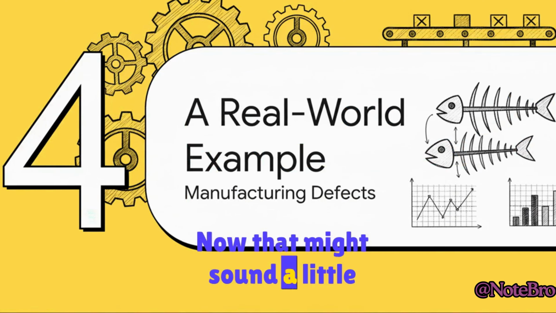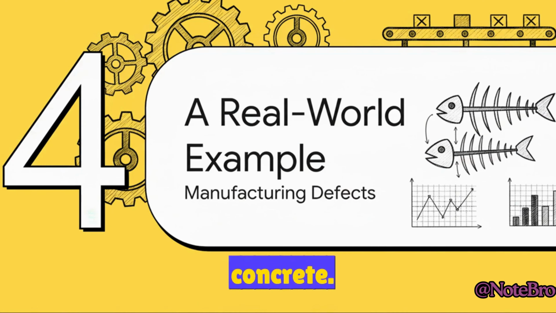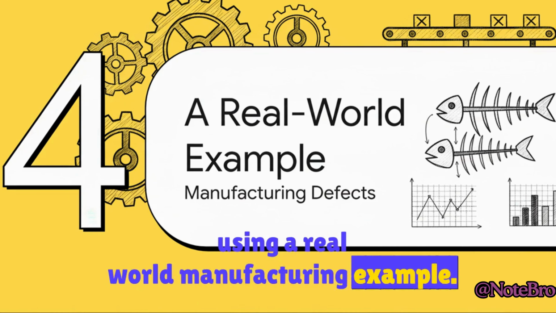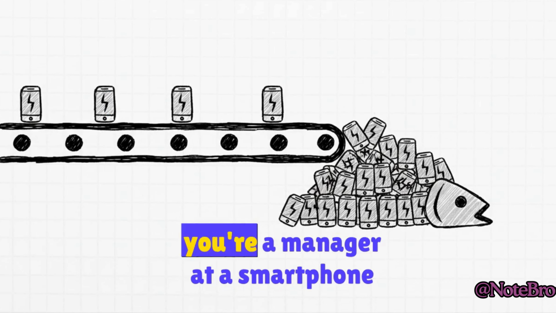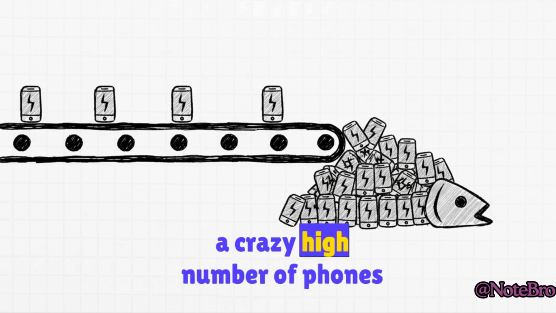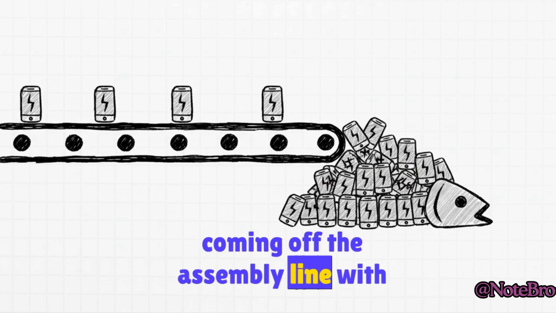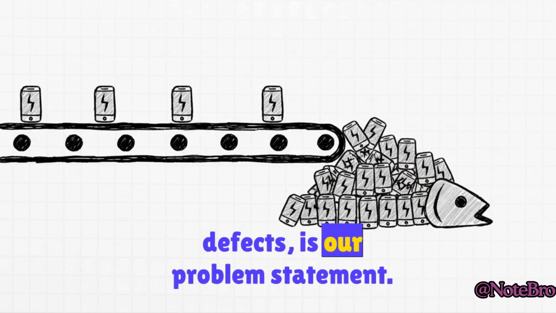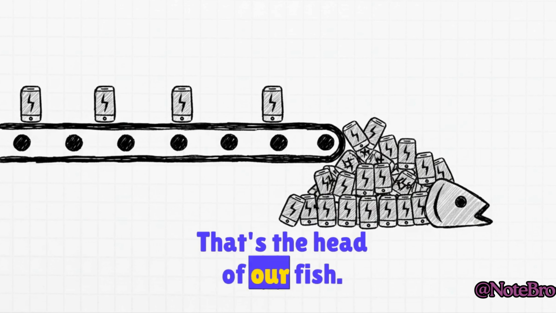Now that might sound a little abstract, so let's make it super concrete. We're going to build one right now using a real-world manufacturing example. So I want you to imagine you're a manager at a smartphone factory. Your big problem right now is a crazy high number of phones coming off the assembly line with screen defects. This problem, high rate of screen defects, is our problem statement. That's the head of our fish.